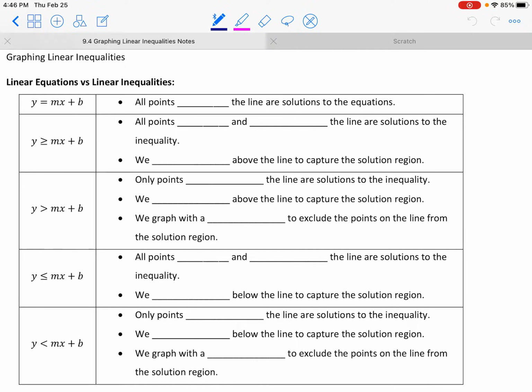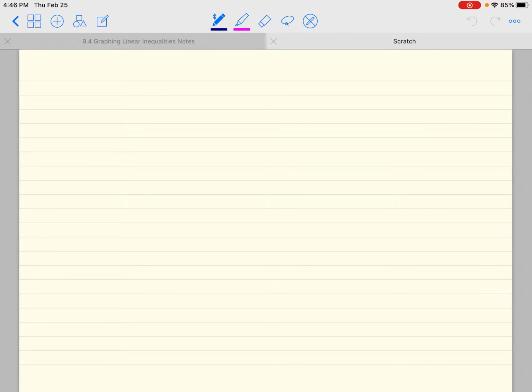So, inequalities. First, let me leave the note sheet for a second here. We hopefully remember the difference between an equation and an inequality, because everything so far in this module has been linear equations. So in this last section, we're going to be looking at linear inequalities.